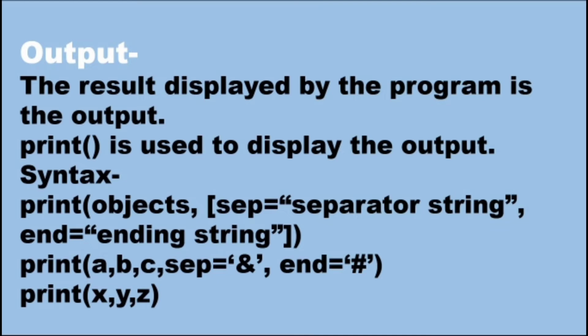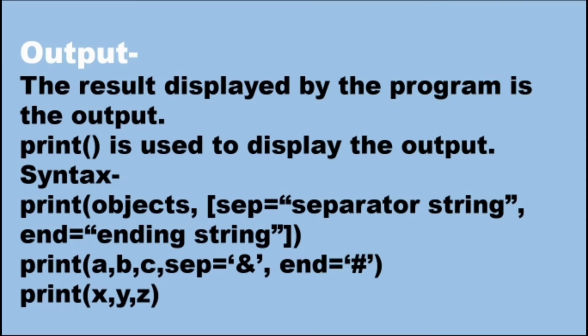Now, what is the use of separator? The separator argument specifies the separator string that will be placed between the two values that are provided in the print statement. By default, the separator string is a space. So if you provide two variables in a single print statement, those values will be separated by a space if the sep argument is skipped. But if you provide the sep argument, the separator string will be placed in between the two values.